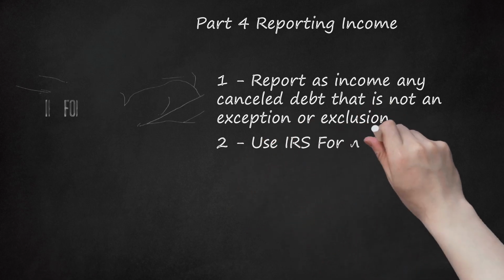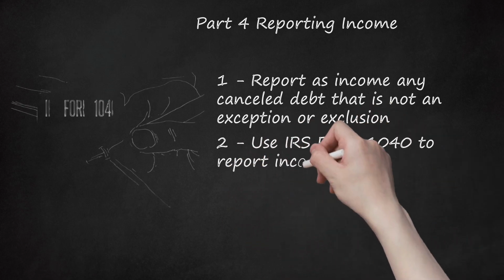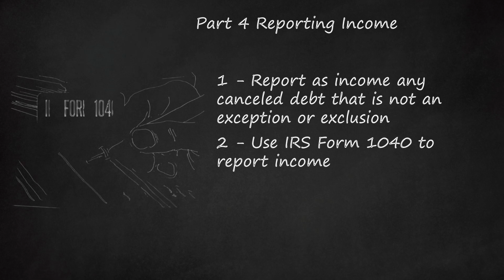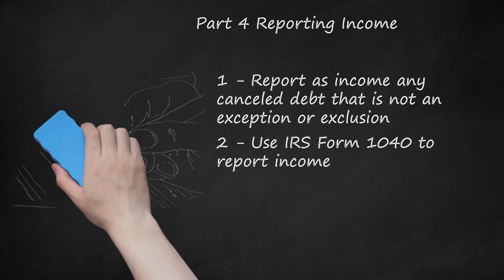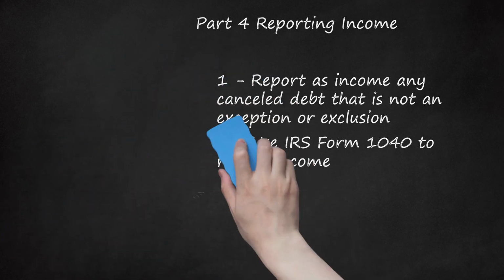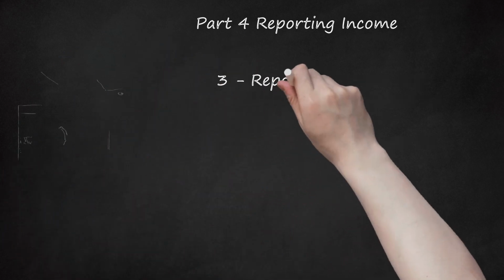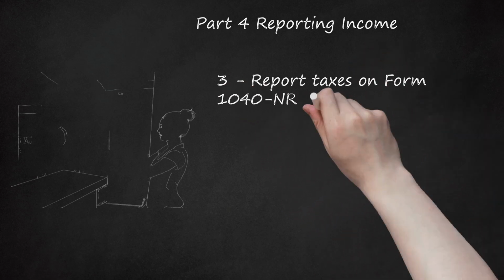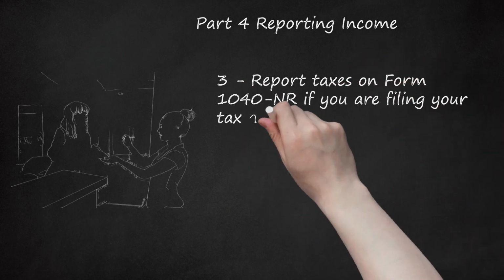2. Use IRS Form 1040 to report income. When you complete your tax return, you will report the amount of the forgiven debt on Form 1040, line 21. This is the space for other income. On the blank line, you should write in the phrase forgiven debt and then report the amount. This report will be the amount of forgiven debt that you have not already decided is either an exception or an exclusion. 3. Report taxes on Form 1040NR if you are filing your tax as a non-resident alien.